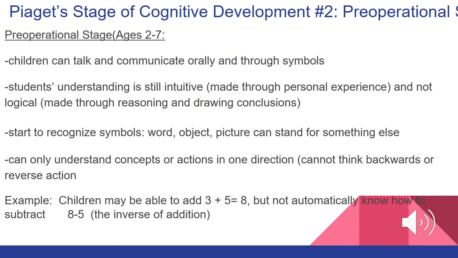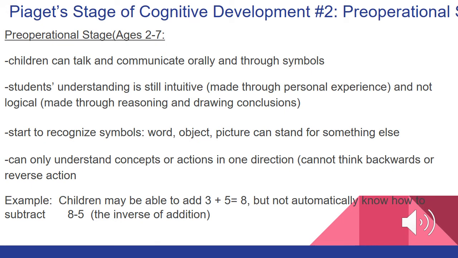Still, students' understanding is intuitive. So they learn solely through personal experience. They can't make logical conclusions based on reasoning or based on something they have not actually personally experienced. They also can only understand things in one direction. So they can't think backwards or reverse an action.